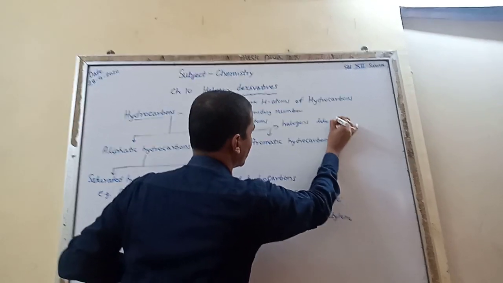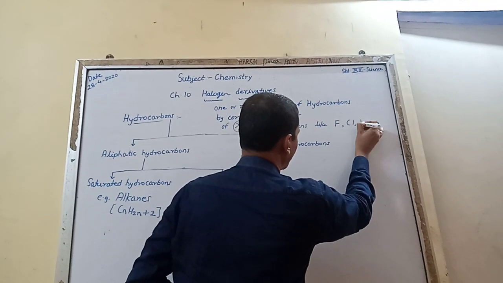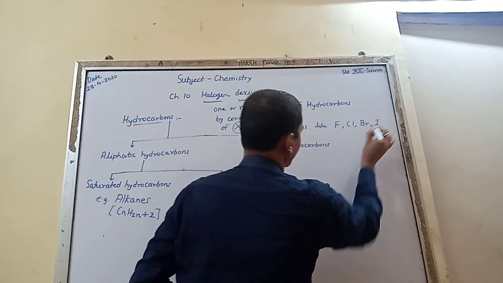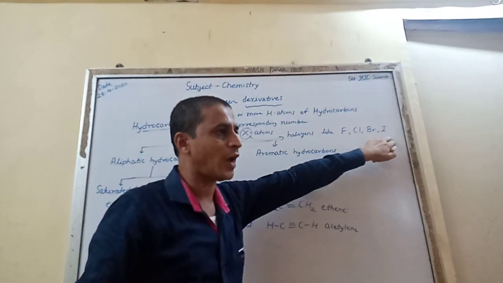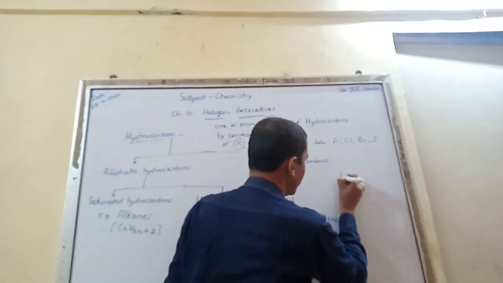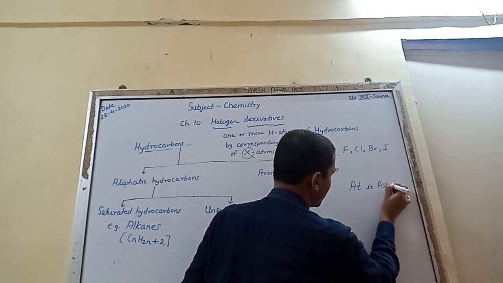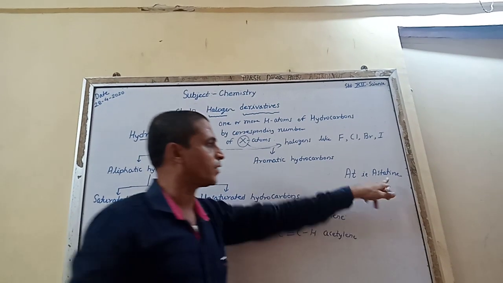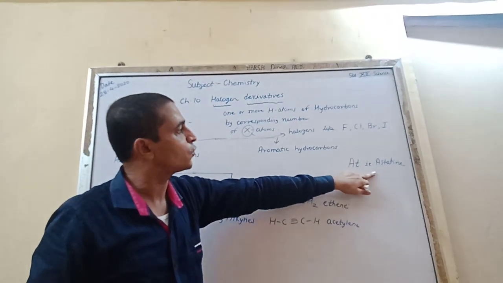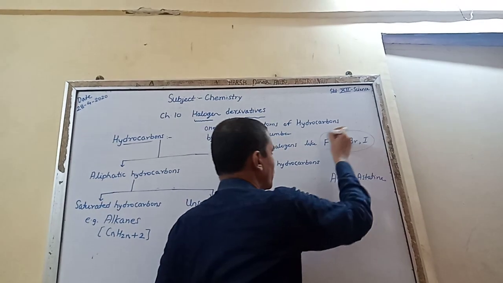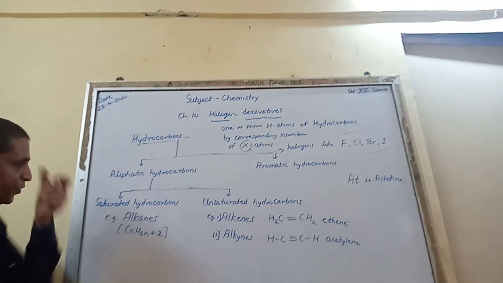Like F, Cl, Br, I. We consider only fluorine, chlorine, bromine and iodine. We do not consider At, that is astatine, because astatine is a short-lived radioactive element. So we have to concentrate on fluorine, chlorine, bromine and iodine as X atom, that is they are halogen atoms.